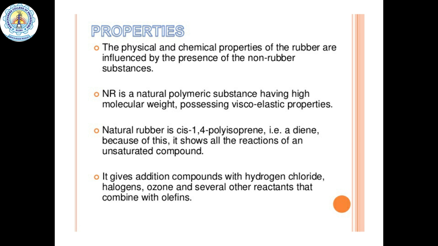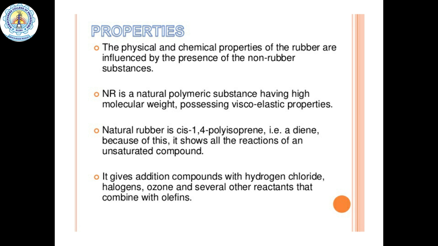Coming to the properties of the natural rubber. The physical and chemical properties of the natural rubber are influenced by the presence of non-rubber substances. So, natural rubber is a natural polymeric substance having a high molecular weight possessing viscoelastic properties. Natural rubber is cis 1,4 isoprene, that is, it is a diene. Because it is a diene, it shows all the reactions of an unsaturated compound.